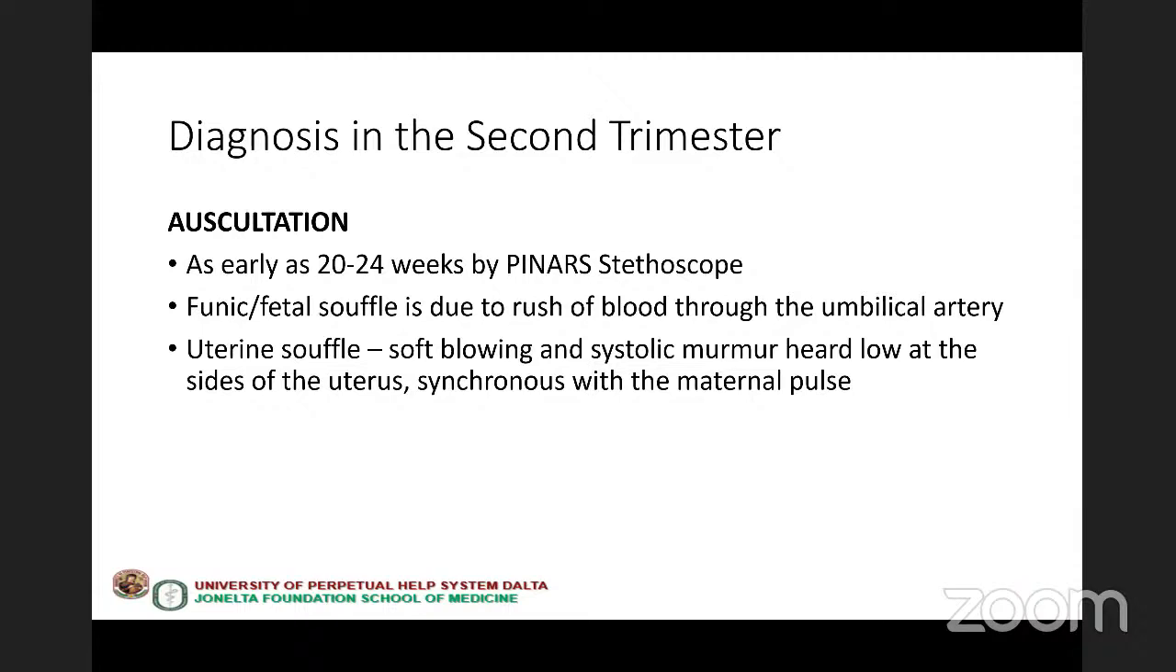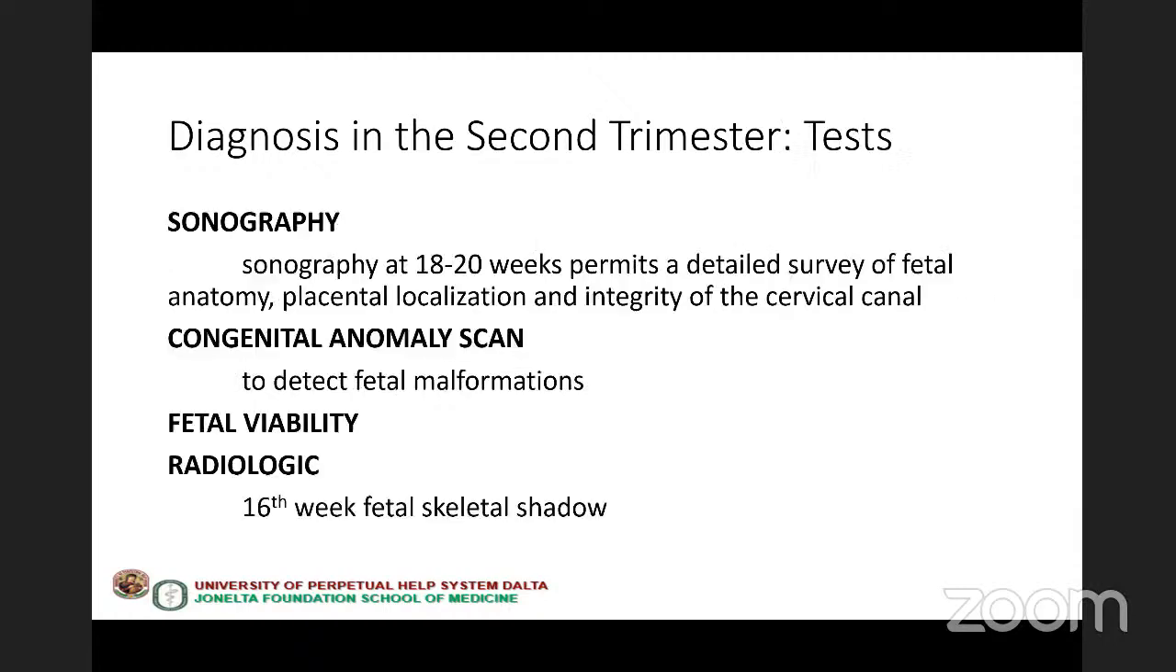Okay? So there are different sounds aside from the heart tones. So you have your funic or your fetal souffle. This is due to the rush of blood to your umbilical artery. And your uterine souffle, which would be a soft blowing systolic murmur, which is heard in the sides of the uterus. And this is synchronous with your maternal pulse.